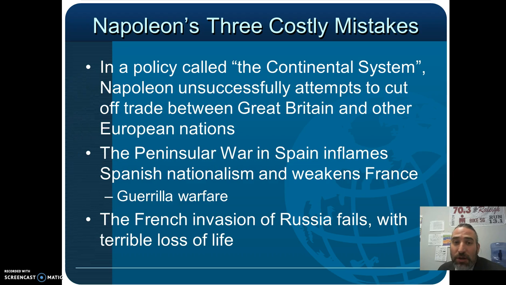And European nations aren't really afraid that much of Napoleon doing anything. He can't stop their ships going back and forth because he no longer has a fleet. So this is a failed system. The Continental System does not meet any success. And it angers Napoleon to the point where he decides to invade one of the countries that's still trading with Great Britain, and that's Portugal.